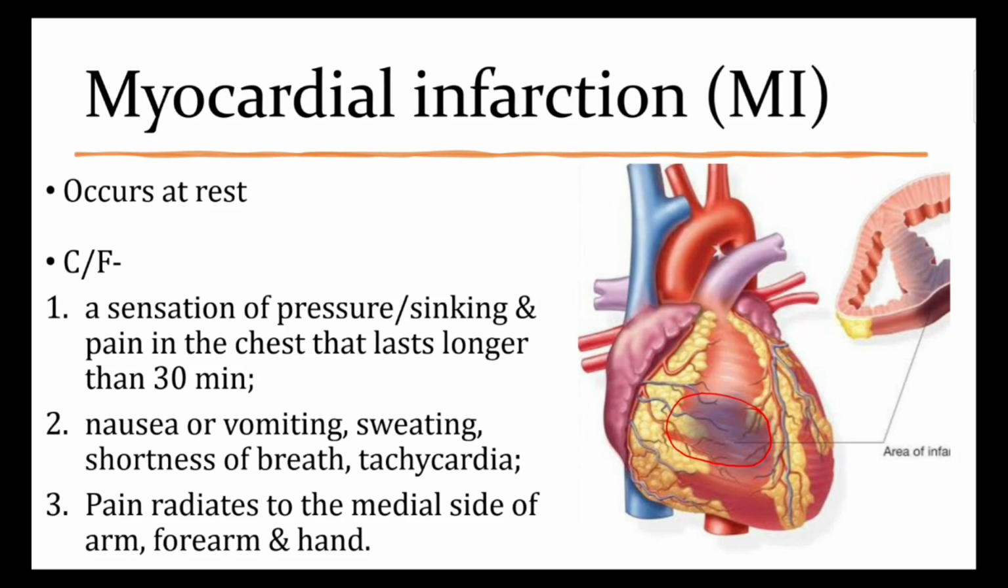Now, the clinical features of MI are a sensation of pressure or sinking and pain in the chest that lasts longer than 30 minutes. Angina pectoris pain on exertion occurs and it lasts for 20 minutes. But in MI, the pain lasts longer than 30 minutes. Nausea or vomiting, sweating, shortness of breath and tachycardia are other clinical features of MI. Then the pain radiates to the medial side of the arm, forearm and the hand, and sometimes it may be referred to the jaw or neck.